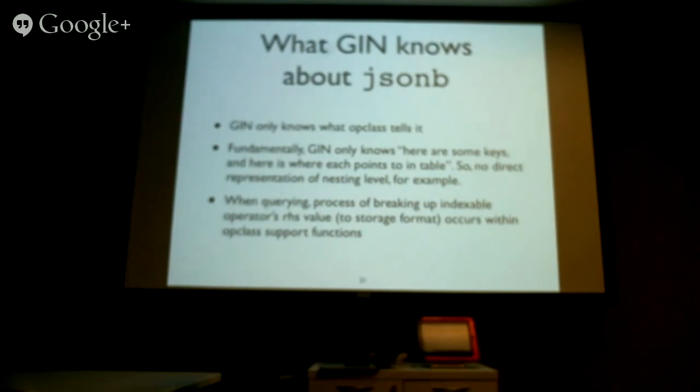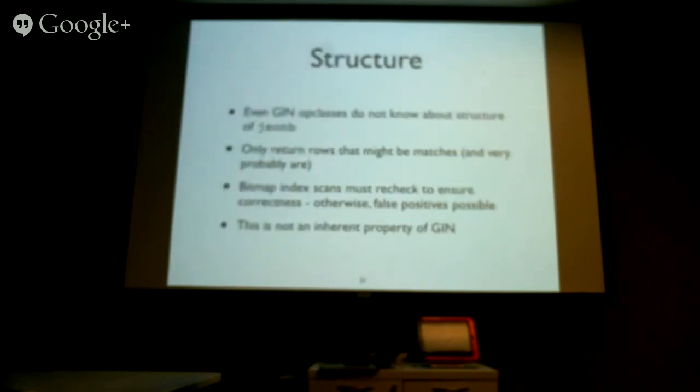So in and of itself, the index is only reliable for telling us where values cannot be. So we need to recheck to make sure. I mean, most obviously, there could be hash collisions, but there are other problems as well. So it's necessary to recheck for that reason. However, this is not inherent to Gin op classes in general. It's just something peculiar to these particular Gin op classes. So a little on the structure here. The index only returns rows that may match, as I mentioned, so the next step must be a recheck. That's not an inherent property of Gin, just as I said.